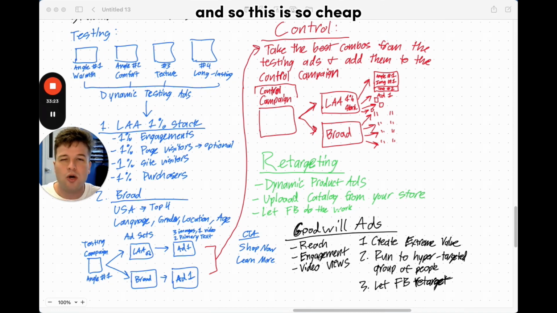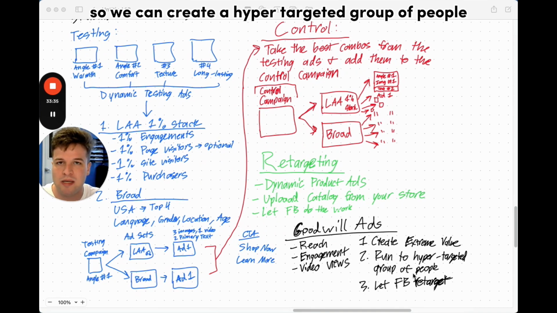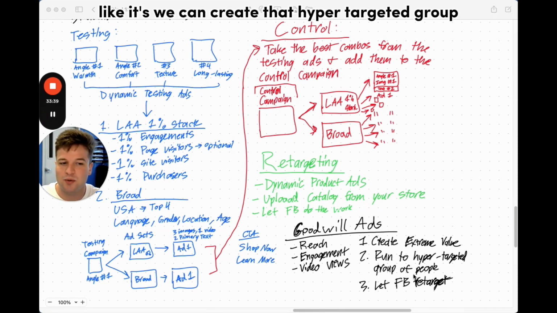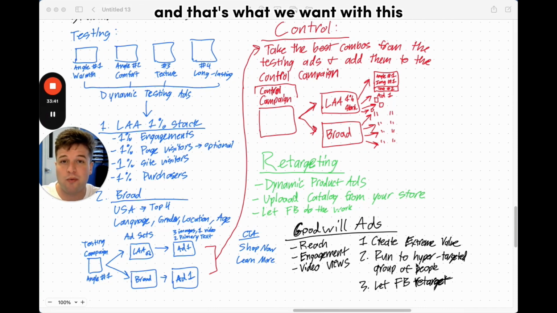And so this is so cheap. Like, it's so cheap. You can reach like 1,000 people for like $3 to $5. It's unbelievably simple and cost effective. So we can create a hyper targeted group of people, and it's still going to be like $10 to reach 1,000 people. Like, we can create that hyper targeted group, and that's what we want with this.